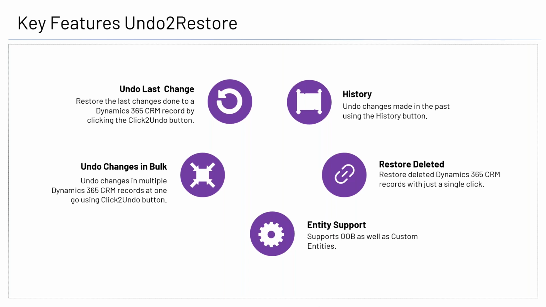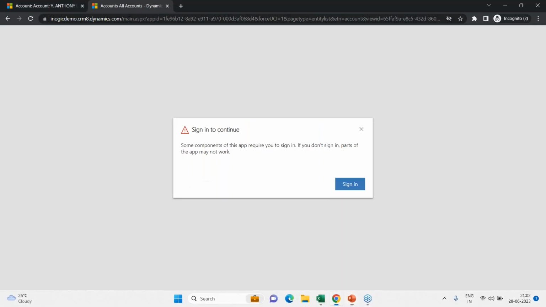We can restore an entire deleted record with just a single click. And again, we support undo to restore for out of the box as well as custom entities. Just a quick heads up, in case you want to utilize all these features provided by undo to restore, the auditing of the CRM should be turned on. So let me give you a live demo of undo to restore.